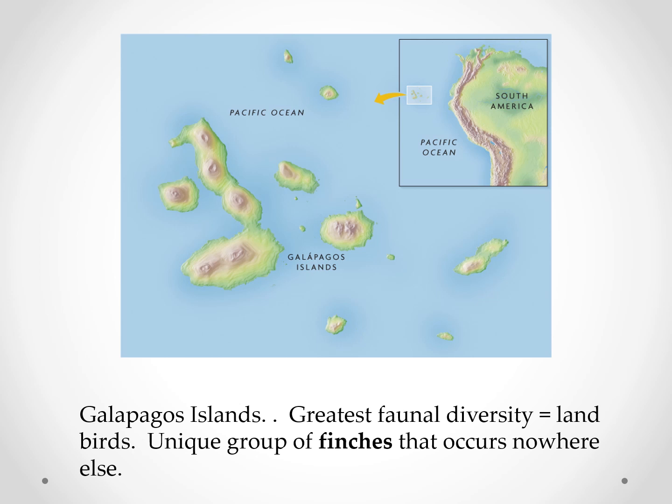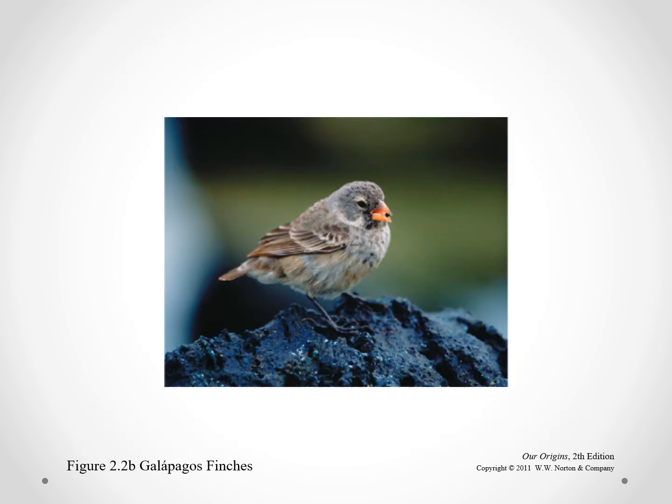And now we land at Darwin's most famous research, which is his work on the Galapagos Islands, which has the greatest faunal diversity of land birds that we see in the world, and even has a unique group of finches that occurs nowhere else on the planet. And of course, finches, if you're not familiar, are small birds, much like these sparrows and robins that we see outside here in Ohio.